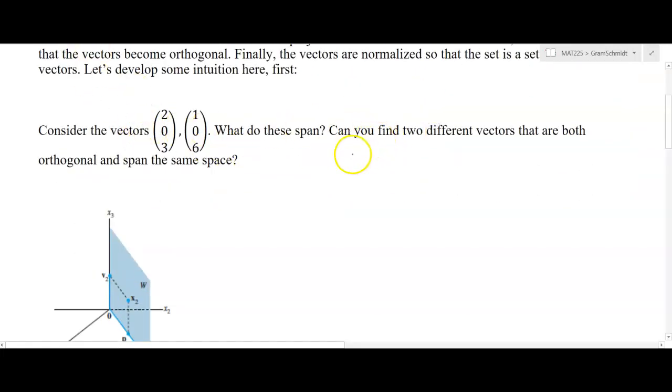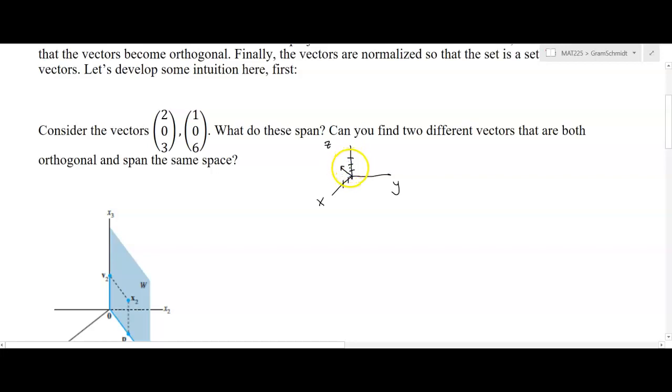So here we have two vectors, (2, 0, 3) and (1, 0, 6). If we think about this as the x, y, and z axes, then the vector (2, 0, 3) is located 2 units this way, 0 units in the y direction, and 3 units up. So it'll look roughly something like this.